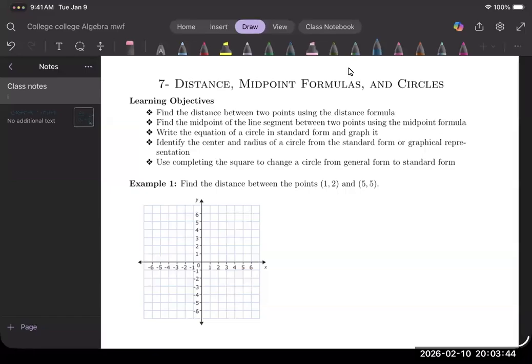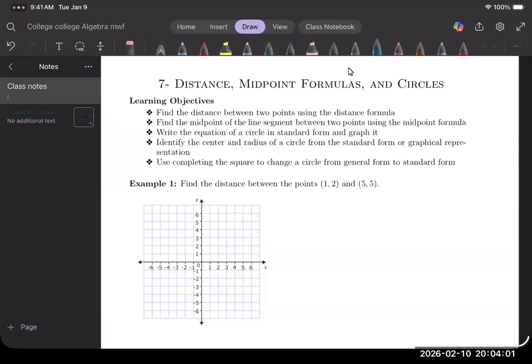7. Distance, midpoint formulas, and circles. Learning objectives. Find the distance between 2 points using the distance formula. Find the midpoint of a line segment between 2 points using the midpoint formula. Write the equation of a circle in standard form and graph it.